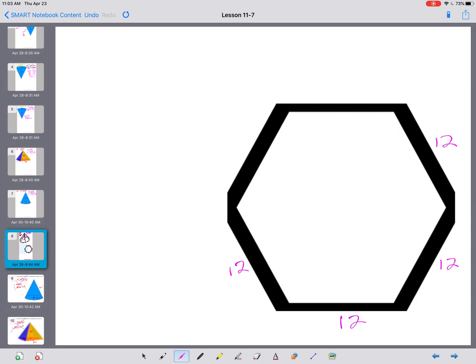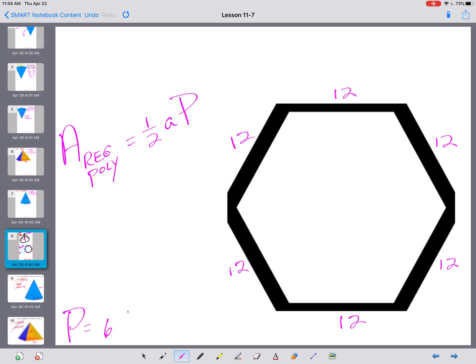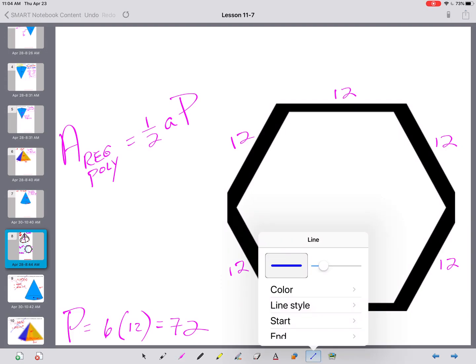We need to find the area. How am I going to do it? There it is. Area of a regular polygon. 1/2 times the apothem times the perimeter. Let's do the perimeter first. 6 sides, each one is 12. 6 times 12, that's 72. There's our perimeter. Now, what else do we need? We need the apothem. Okay, let's draw it in.